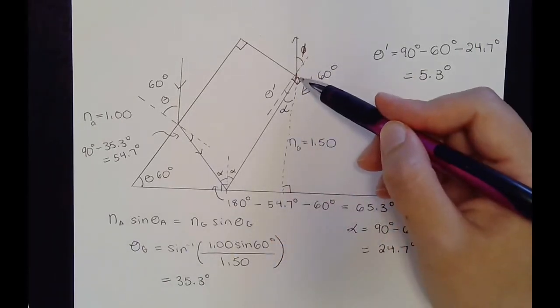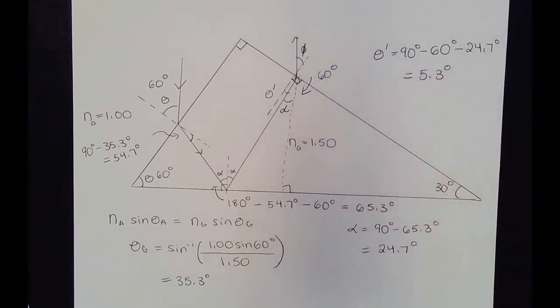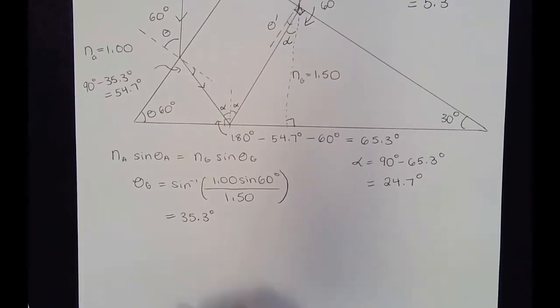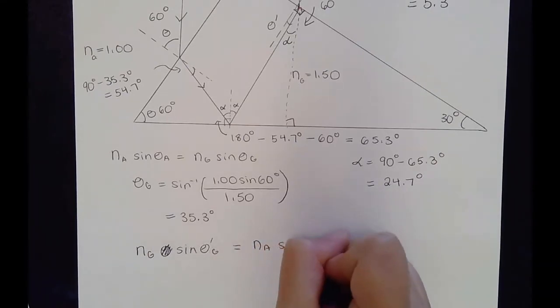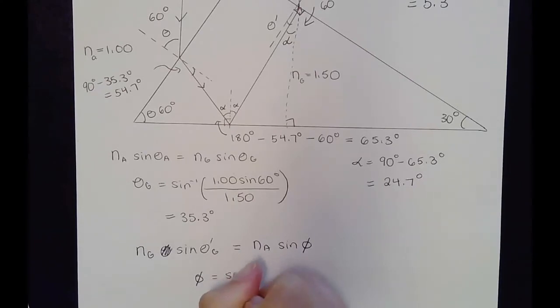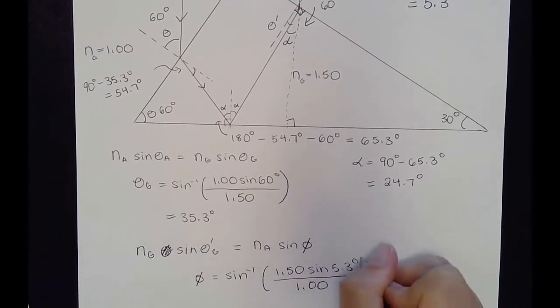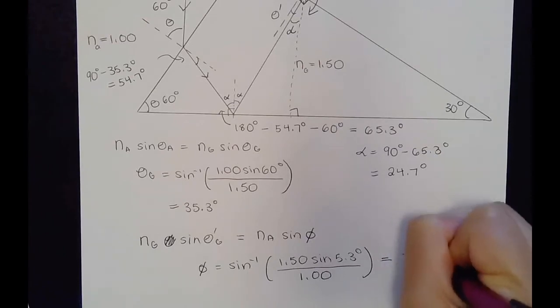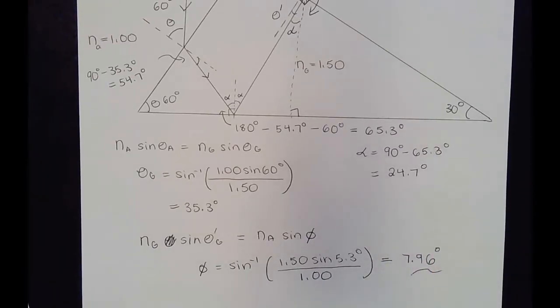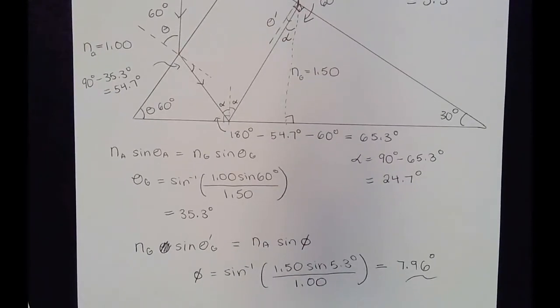So the last step is to apply Snell's law at this last surface here to find phi. So we have n glass sine theta prime equals n air sine phi. So phi will be sine inverse of 1.5 sine 5.3 over 1. And that's 7.96 degrees. You might have a bit of variation based on how you rounded, but you should end up with something close. Okay, let me know if you have any questions.